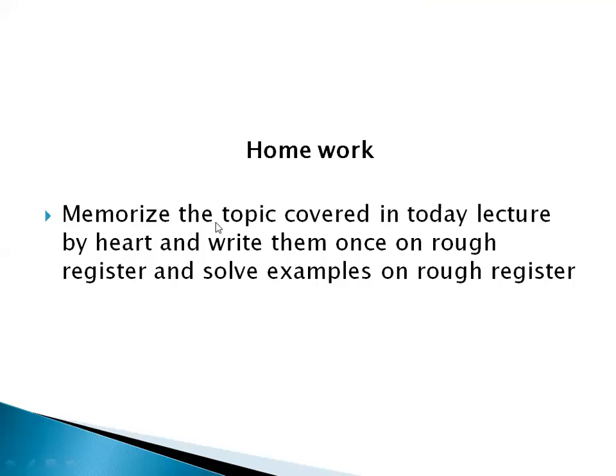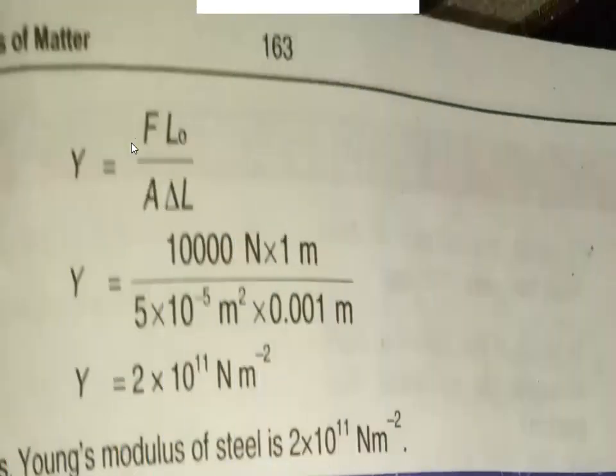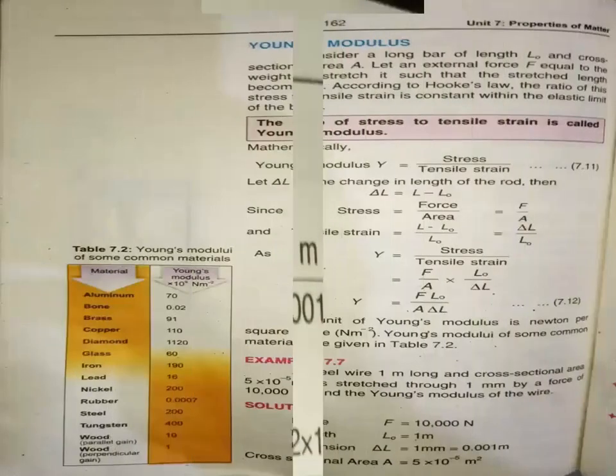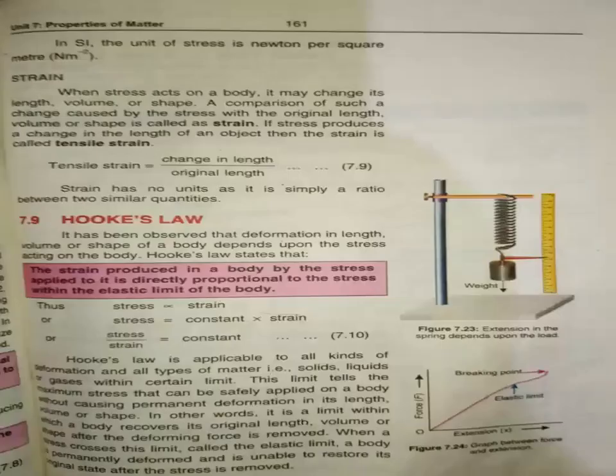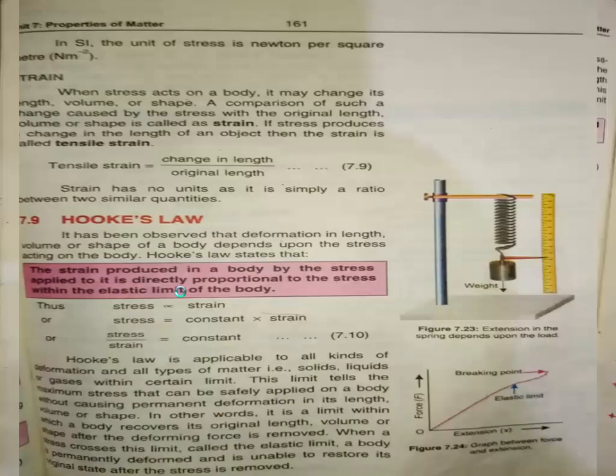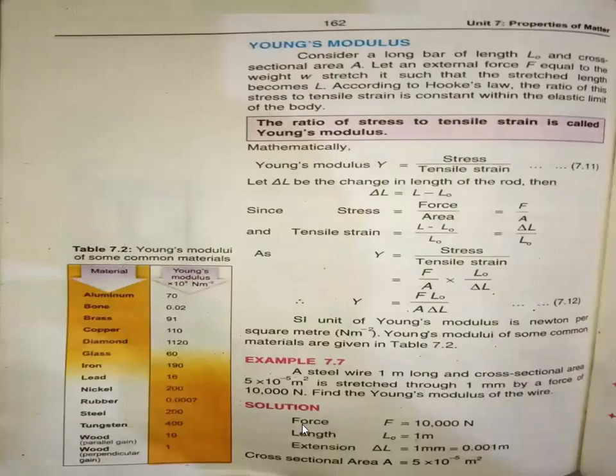Memorize the topic covered in today's lecture. The topics which we covered are Young's modulus, and the topic which we discussed today is Hooke's law. Try to memorize this by heart. These are the figures which are very important according to Hooke's law. So Young's modulus we discussed today. Please try to memorize this and also solve example 7.7 which we discussed today.